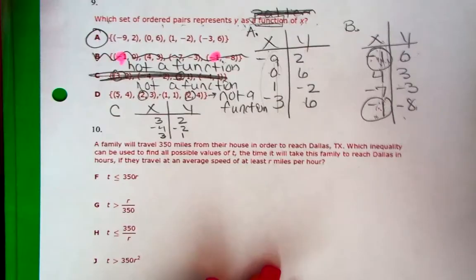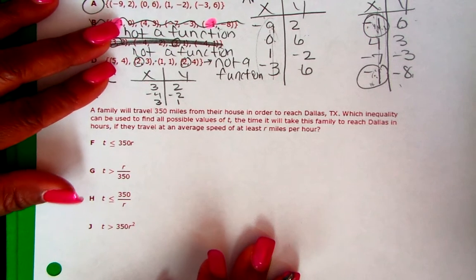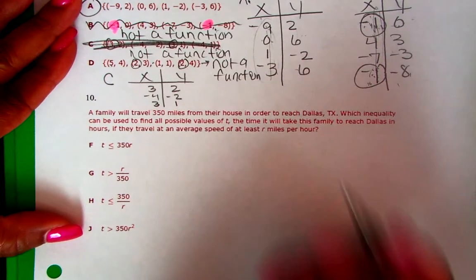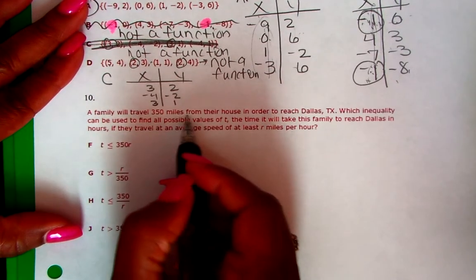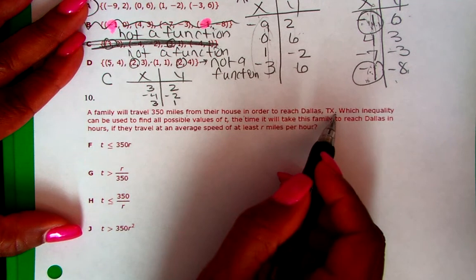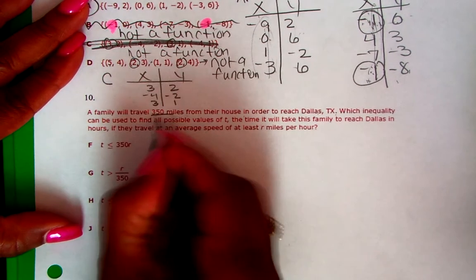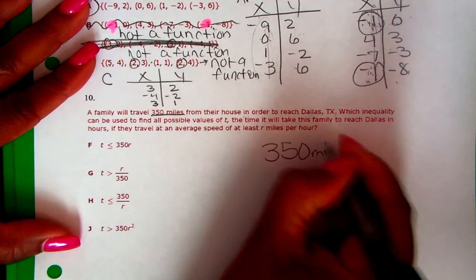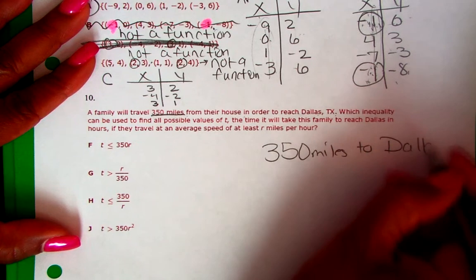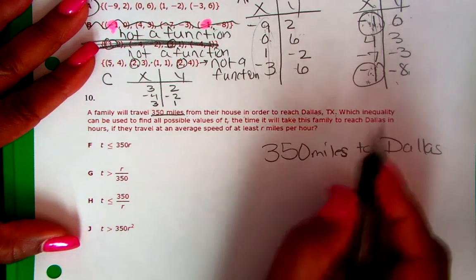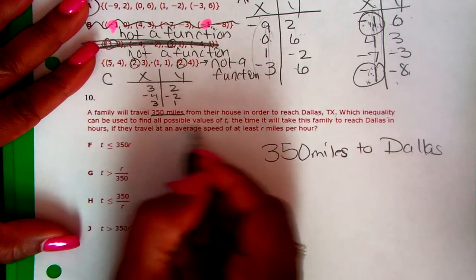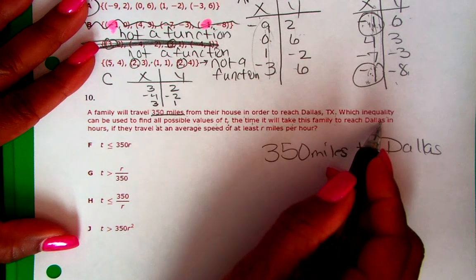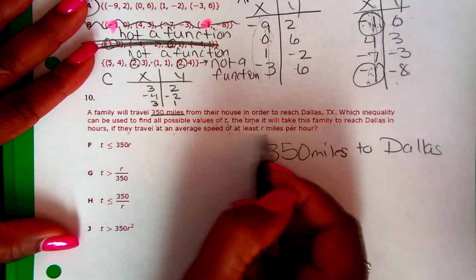Go to number 10. And you probably go through all the answer choices. Well, yes, if you're trying to get something right and it's helping me to think, yes, I'm going to do that. Okay, here we go. A family would travel 350 miles from their house in order to reach Dallas, Texas. Okay. 350 miles to Dallas. Okay, I'm going to put 350 miles to Dallas. So that tells me they don't live in Dallas. Okay. It said which inequality can be used to find all possible values of T, the time it would take this family to reach Dallas in hours if they travel at an average speed of at least R miles per hour.